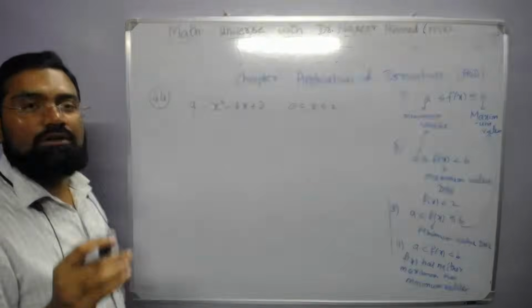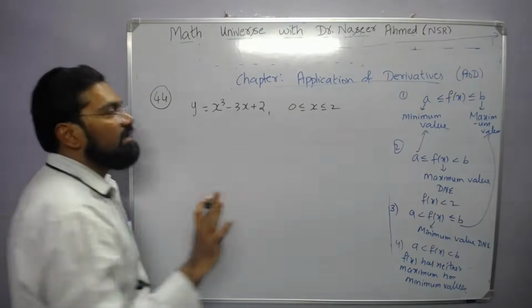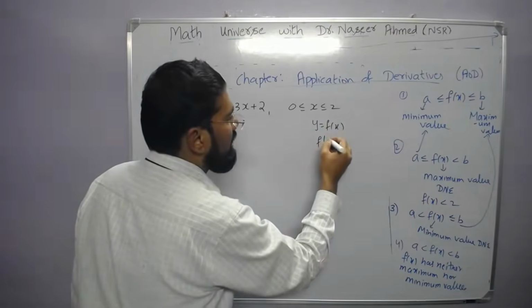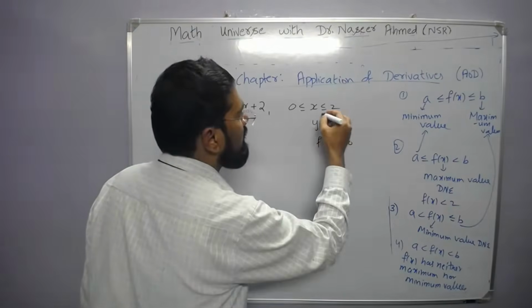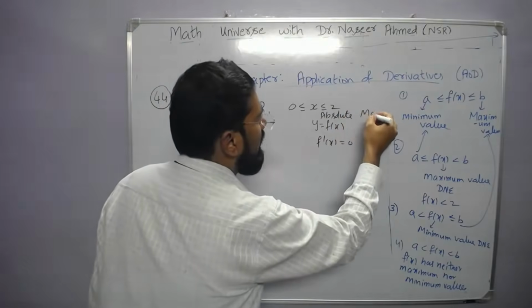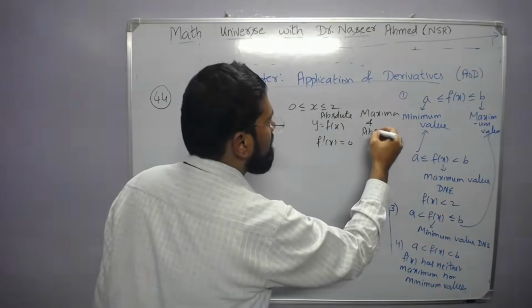See, when you're talking about the closed interval 0 to 2 and you want the absolute maximum value, the procedure will be like this. Just take the function, find the derivative and equate it to 0. This is for absolute maxima and absolute minima.